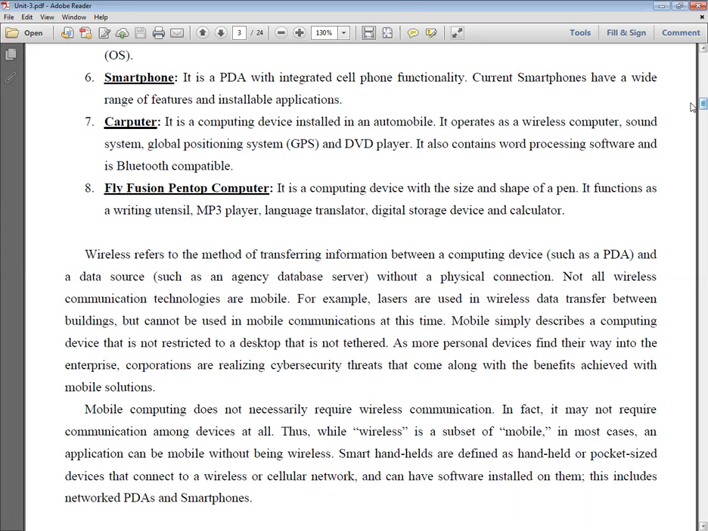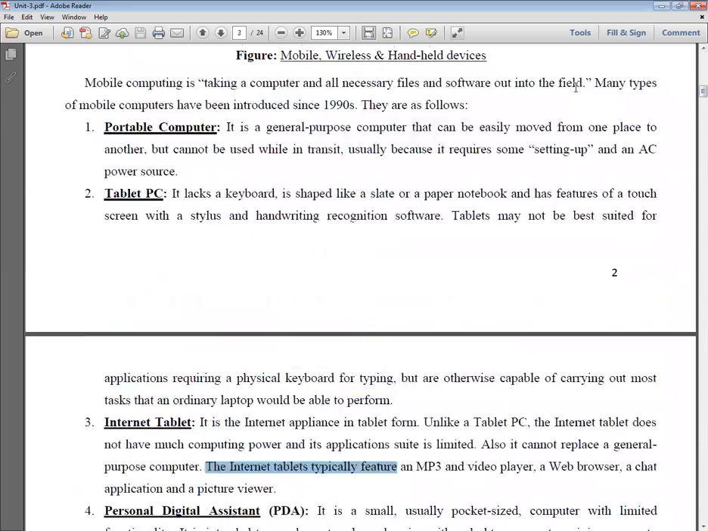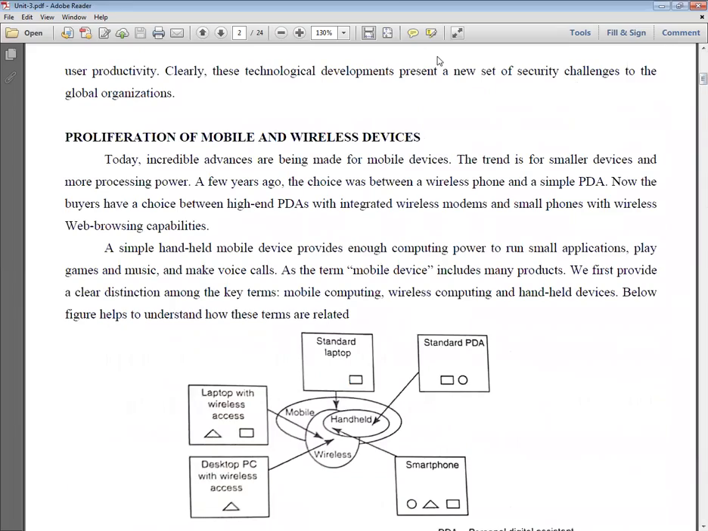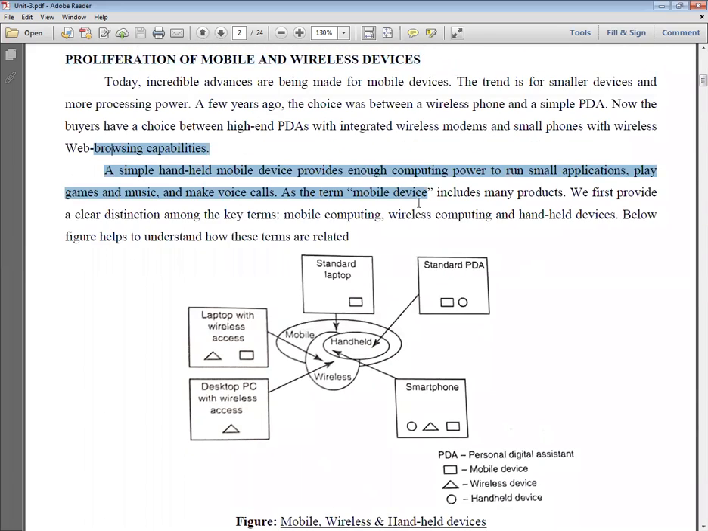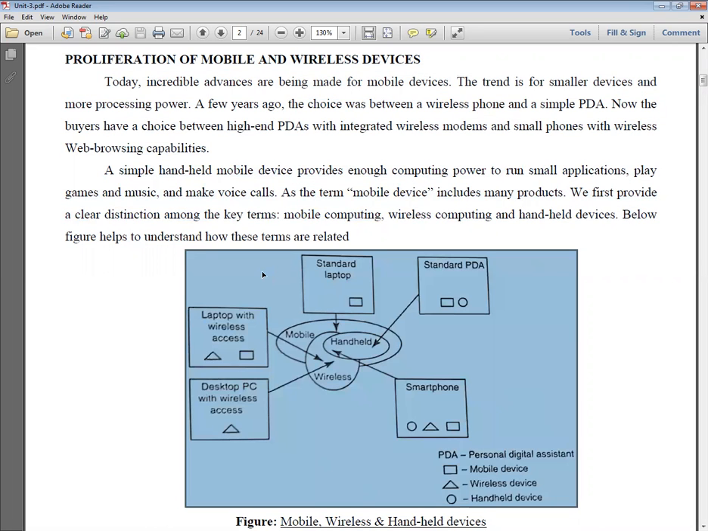So based upon the requirement of the present generation, there will be rapid growth in these particular devices. So that is the concept which we need to discuss under the name called proliferation of mobile and wireless devices. So suddenly why the generation has been changed, because of the usage and the functionalities.